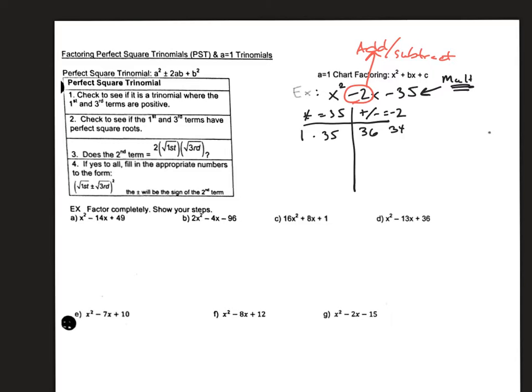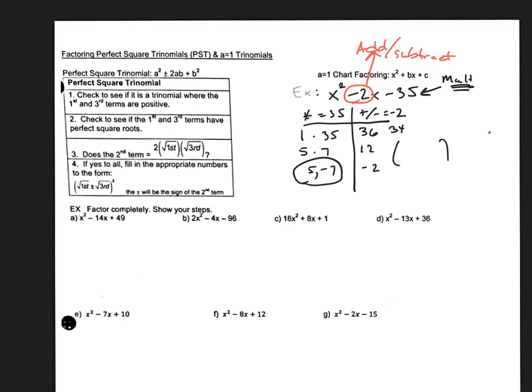Some other factors of 35, just kind of go through them. You can use your calculator if you can't come up with some. But like 2, 3, 4, that doesn't work. 5 works. This is 5 times 7. If we add those 5 and 7, we get 12. But if we think about it being 5 minus 7, if we add these, then we can get a negative 2. So these are going to be the factors right here, 5 and negative 7.